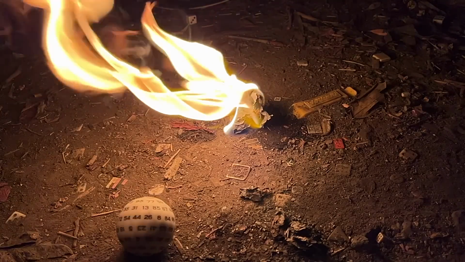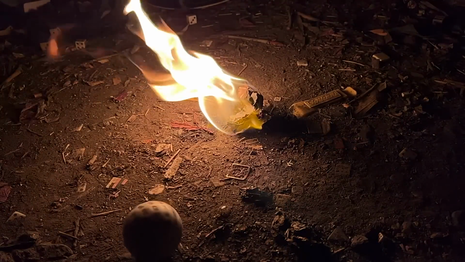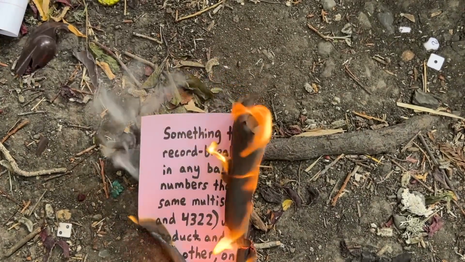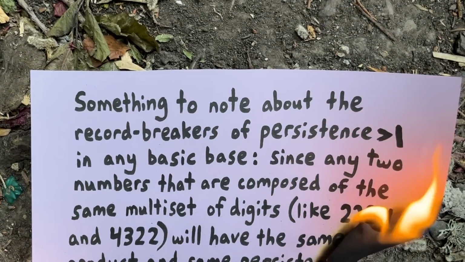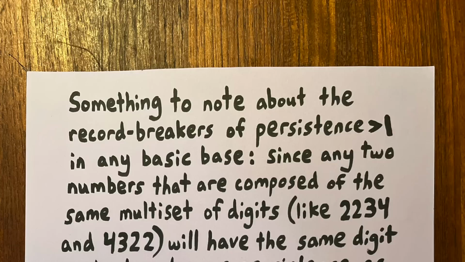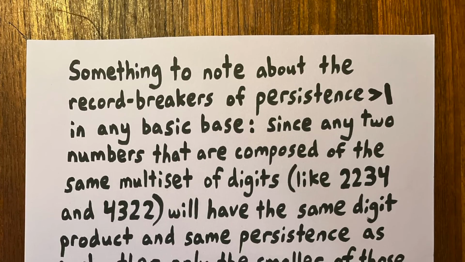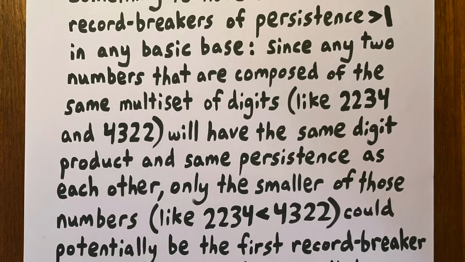Let's also note another pattern, which applies to every base, but you can only start to notice it at around base 4 or 5. Any 2 numbers, which are composed of the same multi-set of digits, just in a different order, will have the same digit product, and thus the same persistence in that base, so only the smaller of those numbers could potentially be the first number to reach a new level of persistence.